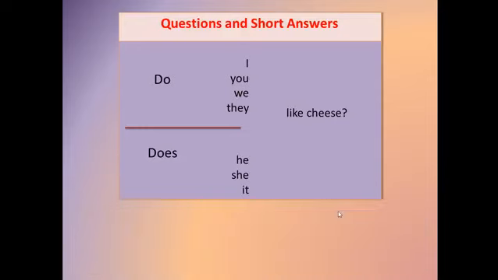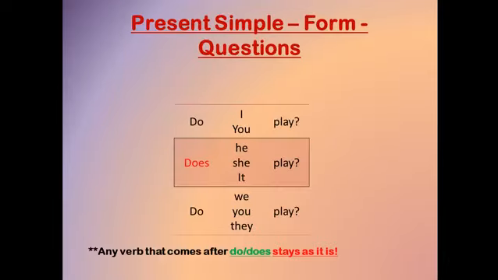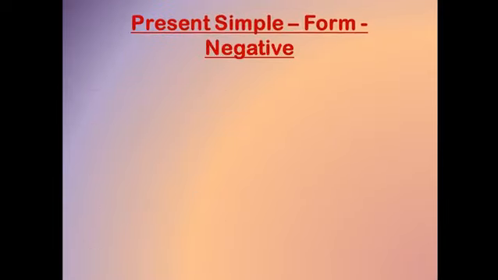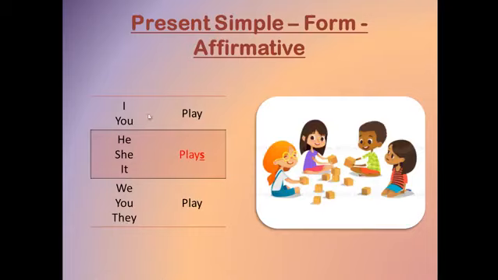So let us quickly revise. How do I form the present simple? We said the present simple in the affirmative, if it's not negative, with I, you, we, you, and they, the verb stays as it is. I do not add anything to it.